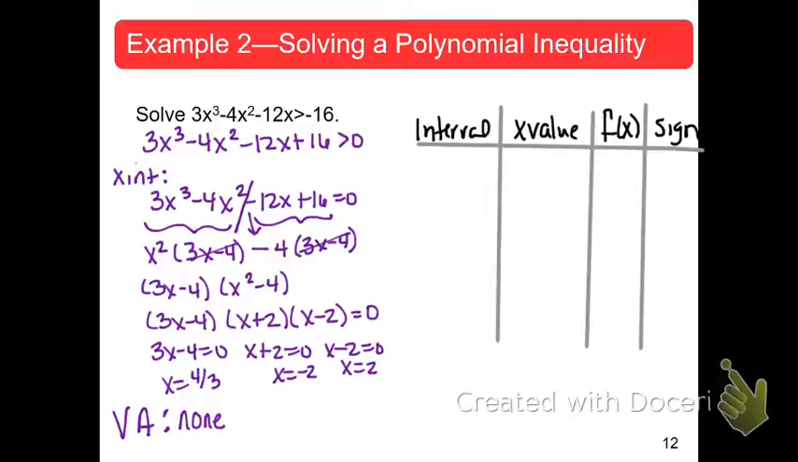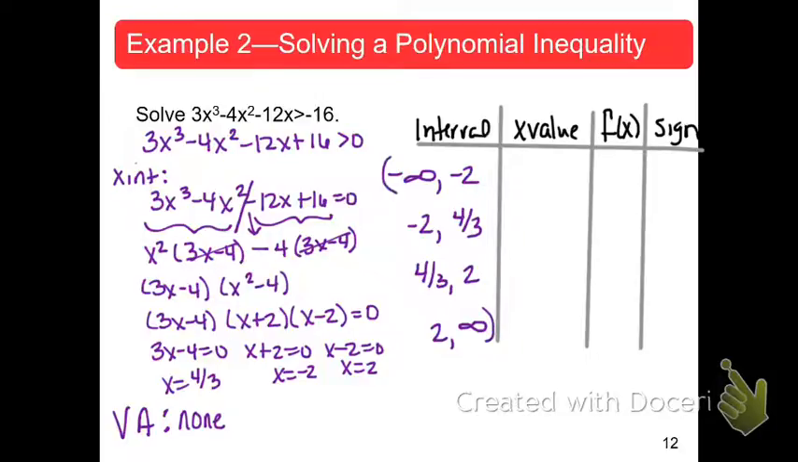Remember, our intervals always start at negative infinity. They always end at positive infinity. And they're broken up by those x-intercepts and those vertical asymptotes in numerical order. So we always start at negative infinity, and it goes to the smallest of our x-intercepts, which is at negative 2. Then it goes from negative 2 to the next smallest, which is 4/3. Then 4/3 to the next smallest, which is 2. And then 2 to the next smallest, which I don't have anything else, so it just keeps going to infinity.